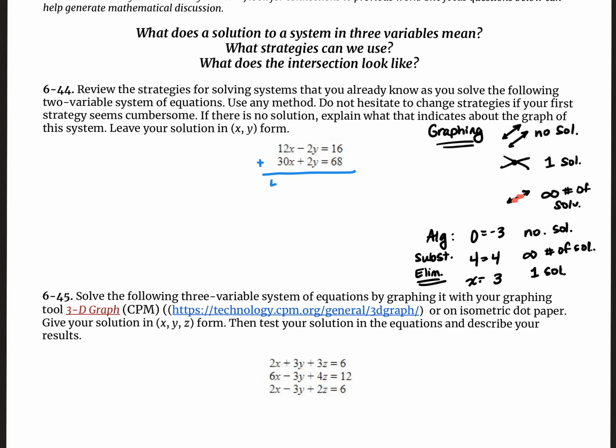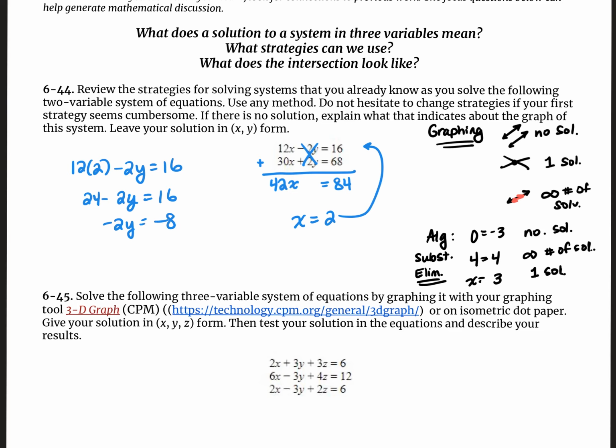Because what happens is we get 42x, but then these end up just adding to be 0. Equals, so that's going to be 84. And now we have an equation with 1 variable that we can easily solve for x. And then what we can do is we can go back to the beginning and plug in our solution into one of our other equations. So let's say 12 times 2, minus 2y equals 16. And we get a way to then solve for y.